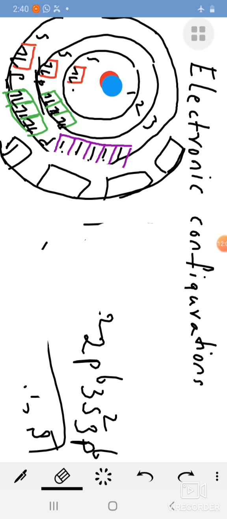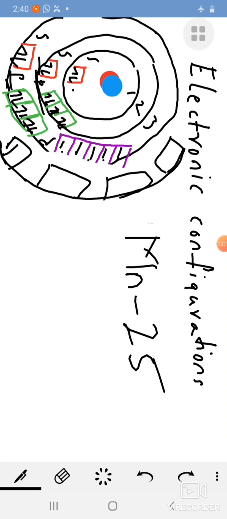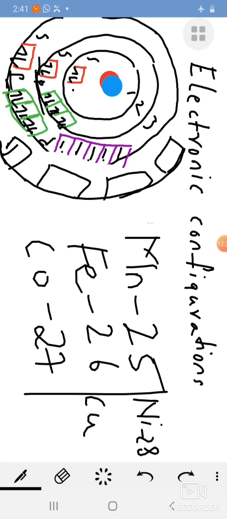After chromium you can write easily for manganese atomic number 25, iron 26, cobalt 27, next nickel 28. But copper is also having anomalous electronic configuration. I can write here.